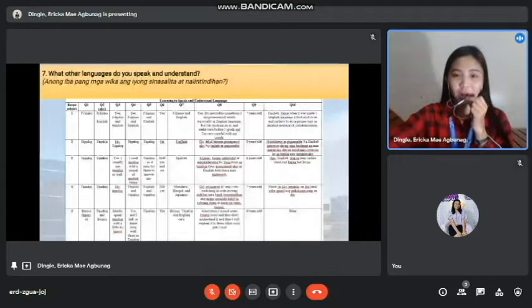One said Ilocano and Japanese, while 4 said they couldn't speak or understand any other language. As a result of the responses to this question, it is clear that each individual has their own preference for which language to learn, as well as their own reasons for studying and learning the language.